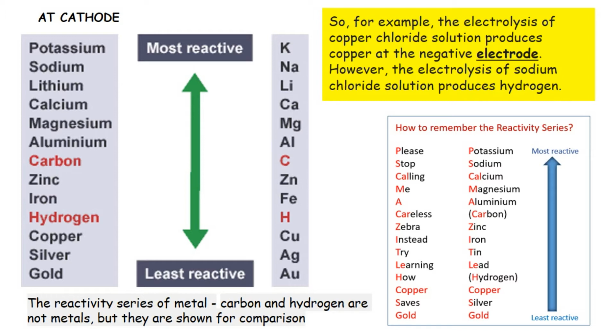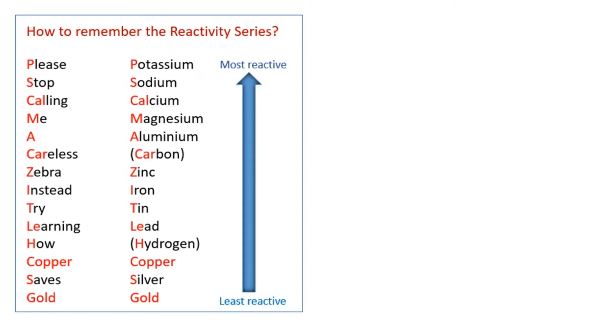So this is the reactivity series of the metals, which you can use for determining which is more reactive and which is least reactive: potassium, sodium, calcium, magnesium, aluminium, carbon, zinc, iron, tin, lead, hydrogen, copper, silver, gold, platinum. You can remember the series by using this mnemonic: Please stop calling me a careless zebra. Instead, try learning how copper saves gold.